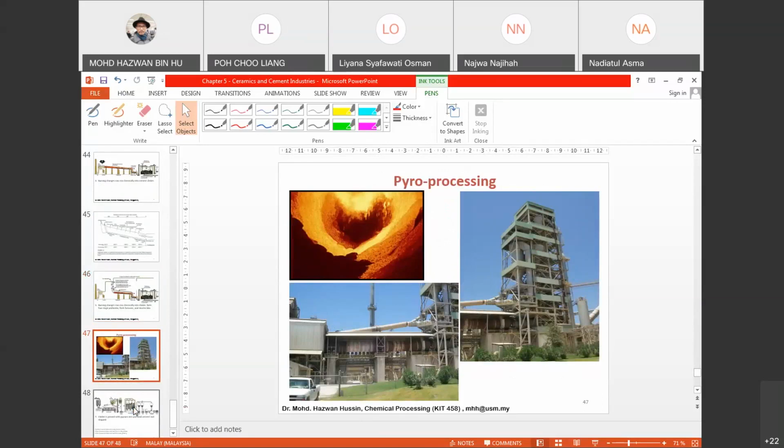In the rotating kiln, the process is mainly a pyro process because it involves heating. Of course, the temperature used during this process is very high, over 1000 degrees. You will see that this is actually part of the rotating kiln. If you go to any cement industry, unfortunately this year we cannot go anywhere, you will notice that there are long rotating pipes. This is actually the rotating kiln.